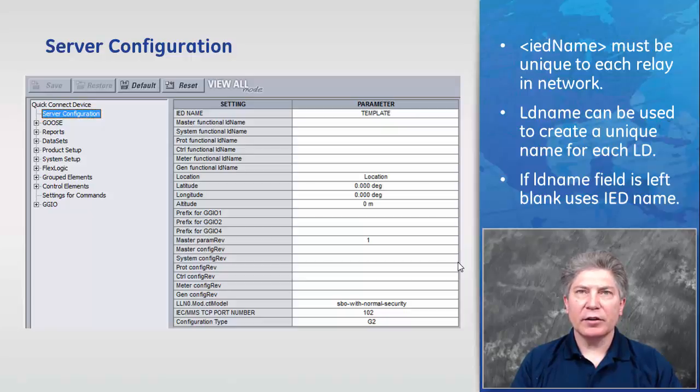The next thing on the list are the logical device names. There are 6 of them: master, system, protection, control, metering in general. The setting allows you to change how the logical devices will be represented. Once again, the name needs to be unique within the network and must be entered for proper operation. The logical device name can be product related or function related names. If these fields are left blank, then the logical device name uses the ID name field at the top.